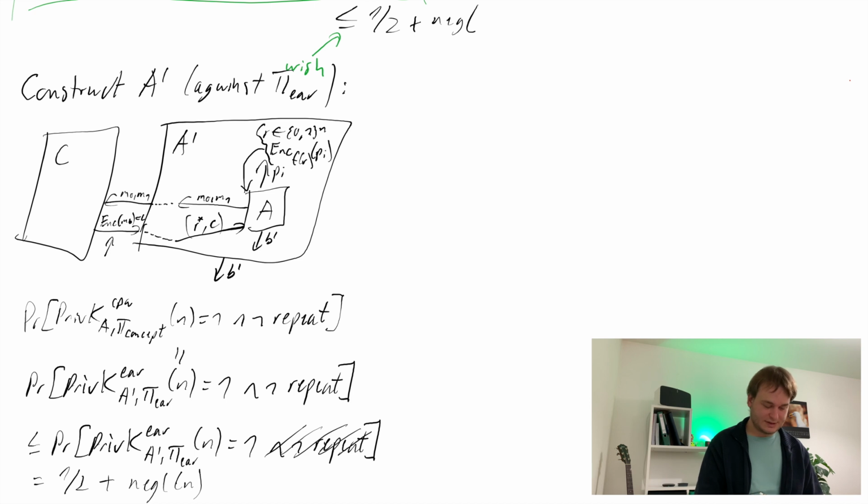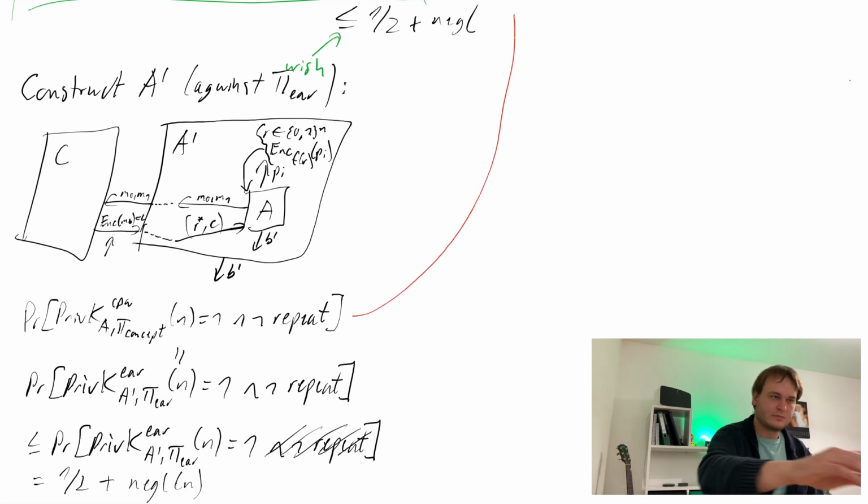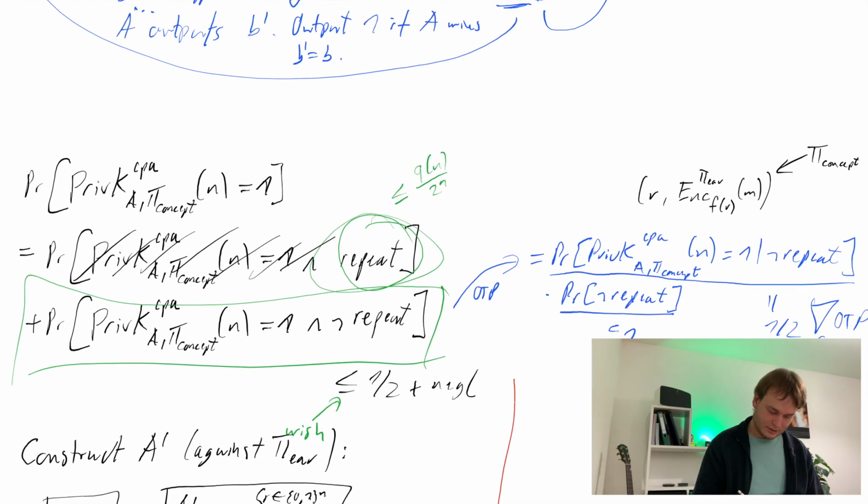As a consequence, the chances of A against this conceptual scheme, the event that both it doesn't repeat and he wins the conceptual game, this is negligible. Sorry, it's 1/2 plus negligible. I'm doing this error a lot today. So then we can get back up here, and we will see that we actually have shown the thing that we wanted to show.